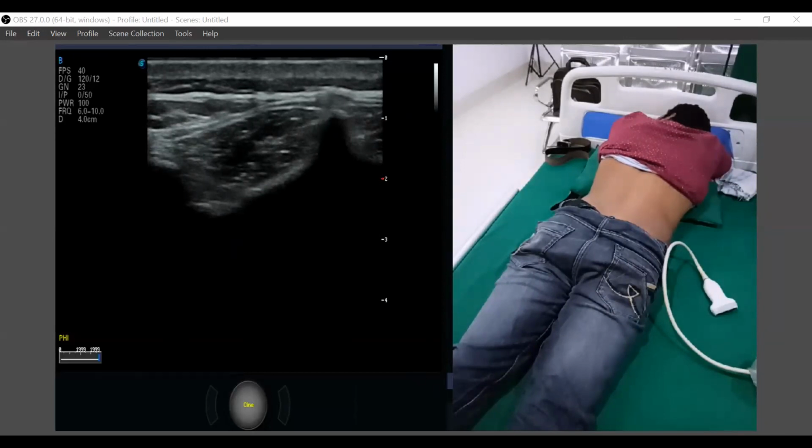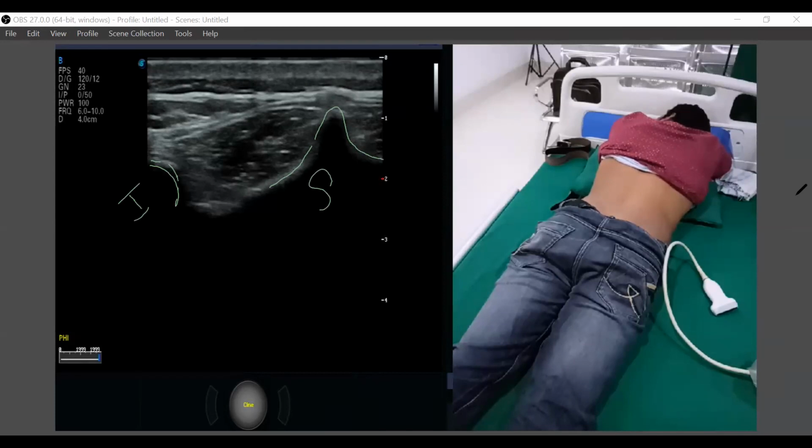Okay. I have used the words most probably because, to confirm whether it is S2 or not, I have gone with the PSIS location. That's why I said probably, but you have to count it as well. So this is the spine, this is the ilium, and this is the sacrum.